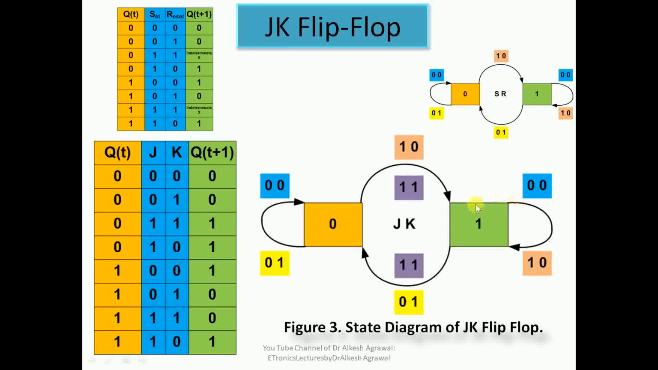So here you can see, if the JK flip-flop is at 1 state with input condition 1 1, it will transit from 1 to 0. And then you see this, J is 1, K is 0, when J is 1 and K is 0, again the state transition is from 1 to 1. So this is again explained by this loop. So you can compare this state diagram of JK with SR, and you can easily compare the two.